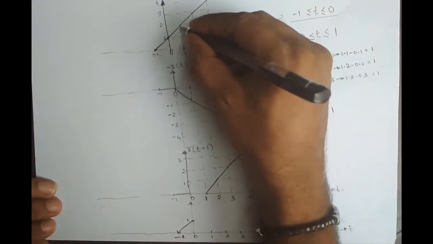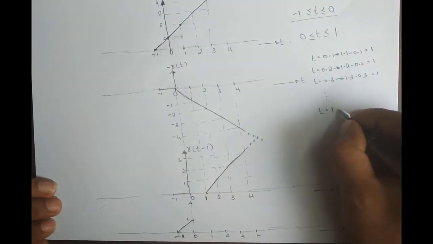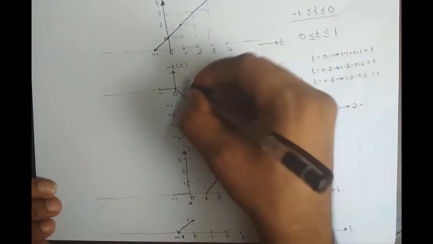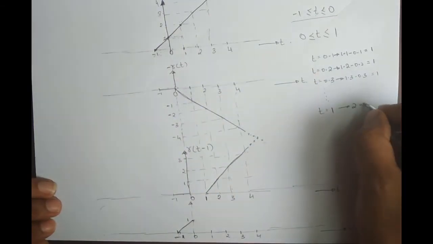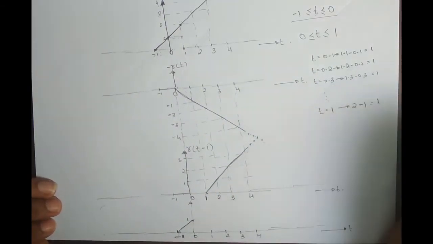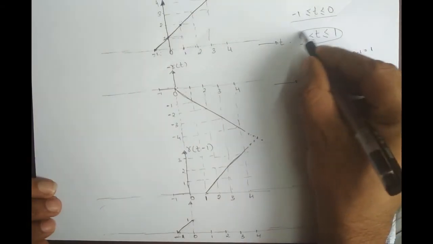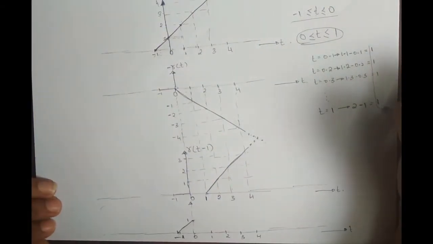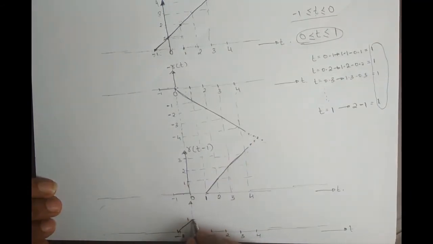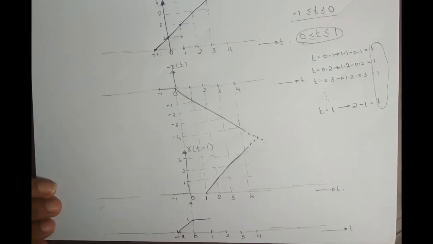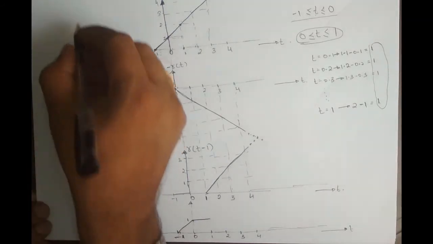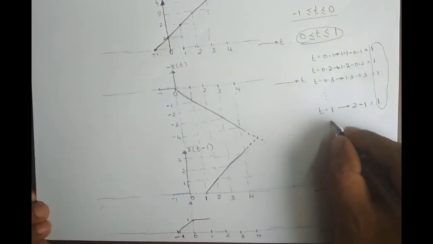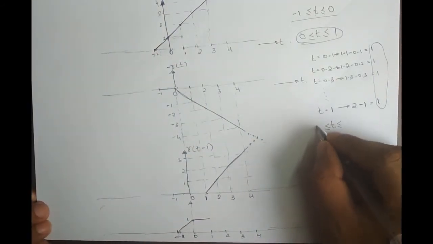At t is equal to 1, what is the amplitude of the first signal? It is 2. And the amplitude of the second signal is 1 minus 1... so the amplitude remains the same with the value 1 for t varying from 0 to 1. Okay, fine. Now we concentrate on t varying from 1 to 2.